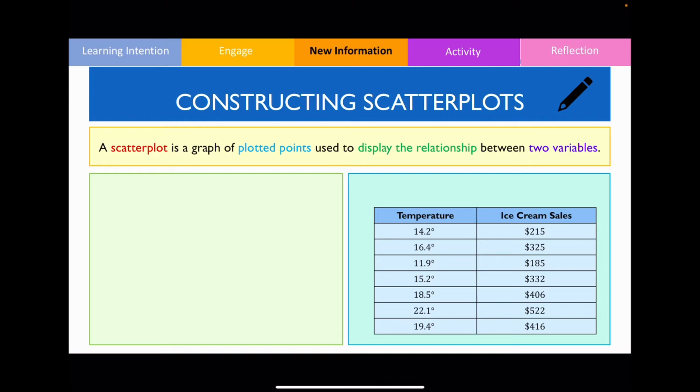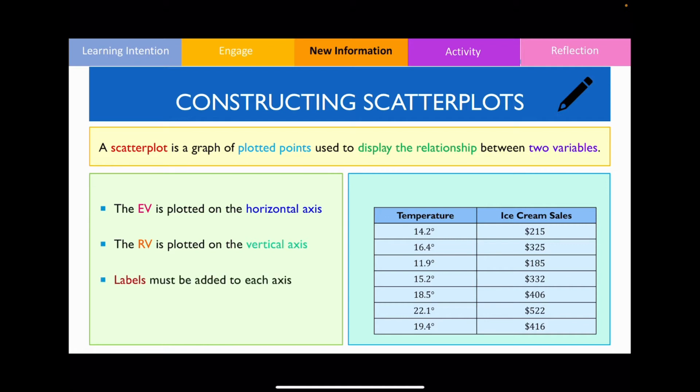There are a couple of features that I need you to be aware of when you're drawing your scatterplot. The first thing that I need you to understand is that whenever we're plotting the explanatory variable, this must always be plotted on the horizontal axis. In contrast, the response variable is always going to be plotted on the vertical axis. Our completed scatterplot must always include labels for each of our axes, and it's really important that you use the correct scale when you're drawing your scatterplot as well.